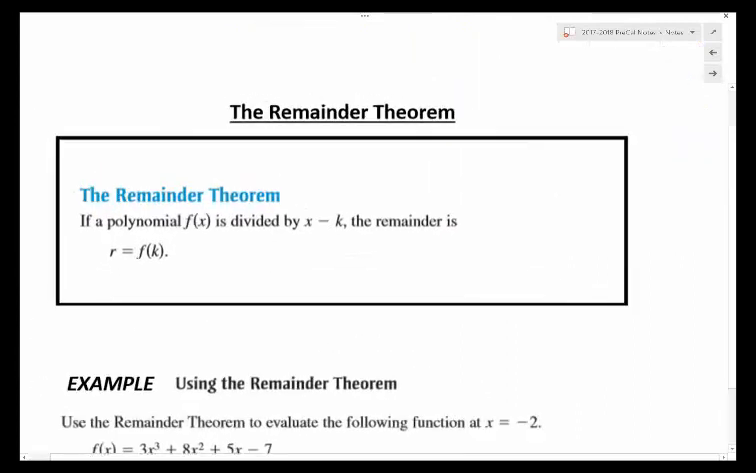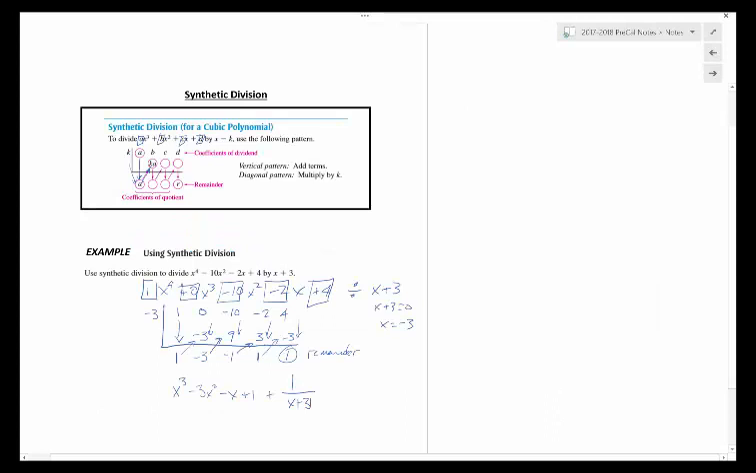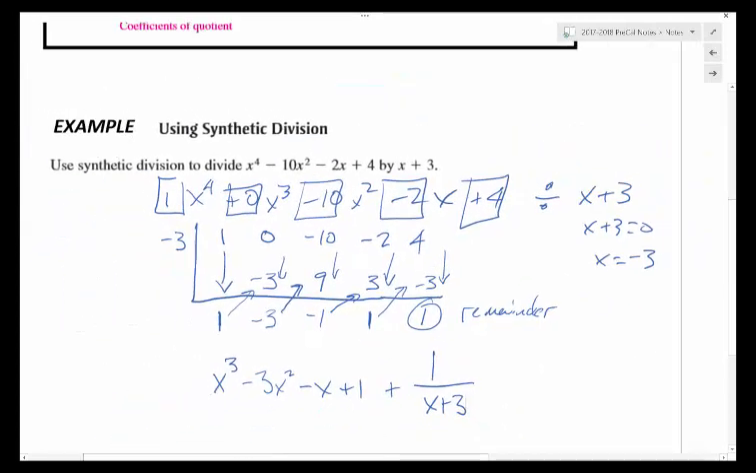So the remainder theorem states that if polynomial f of x is divided by x minus k, then the remainder is that r equals f of k. So in other words, by doing the remainder theorem, what we said on this last problem is that at x equals negative 3, y equaled 1. So it's another way that you can evaluate a polynomial to find what y equals at a certain term.